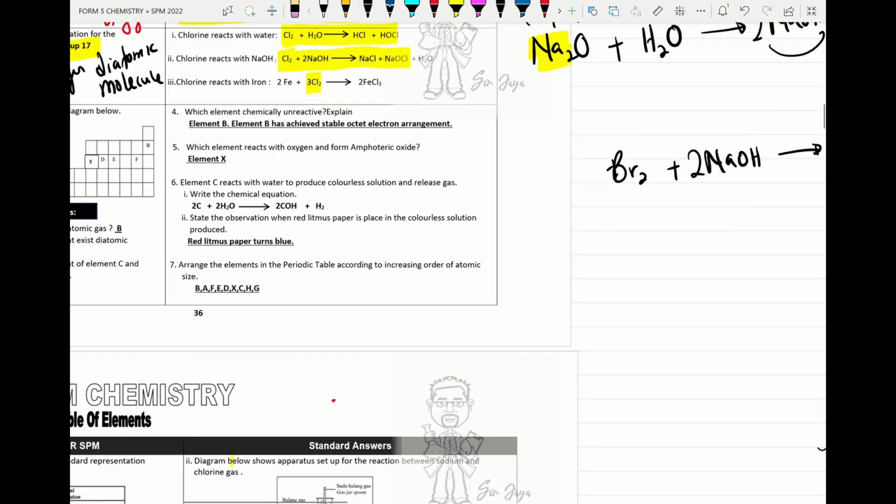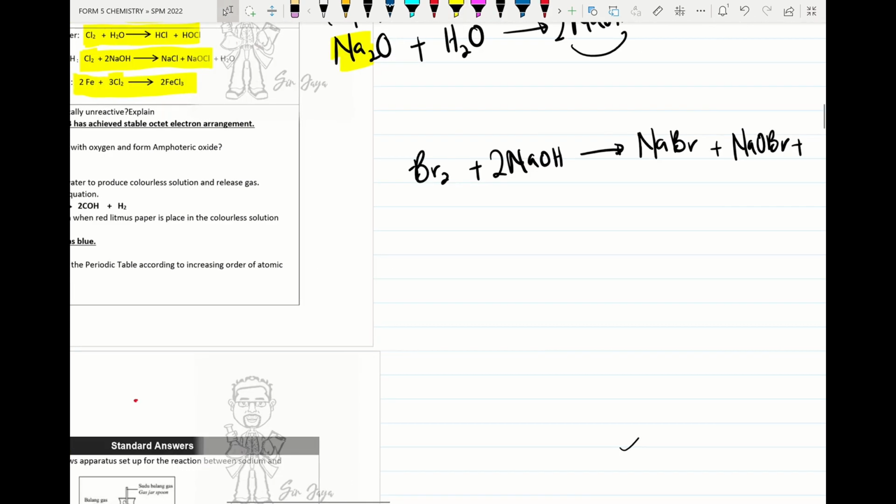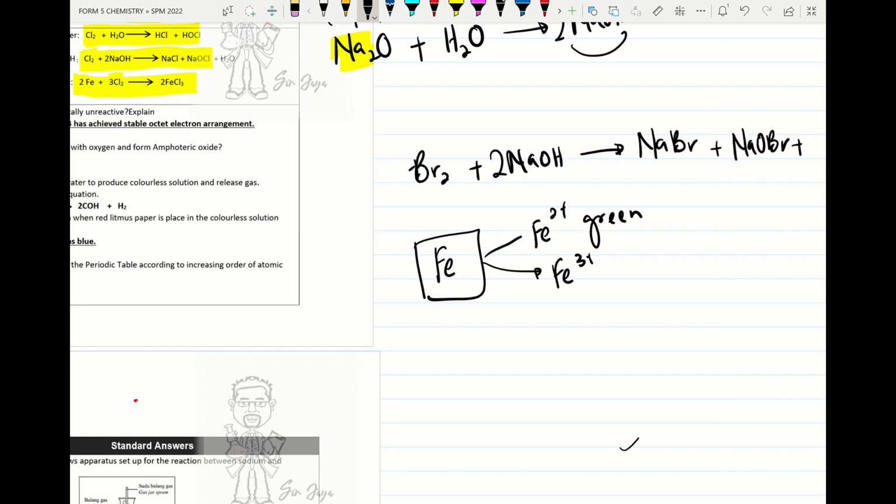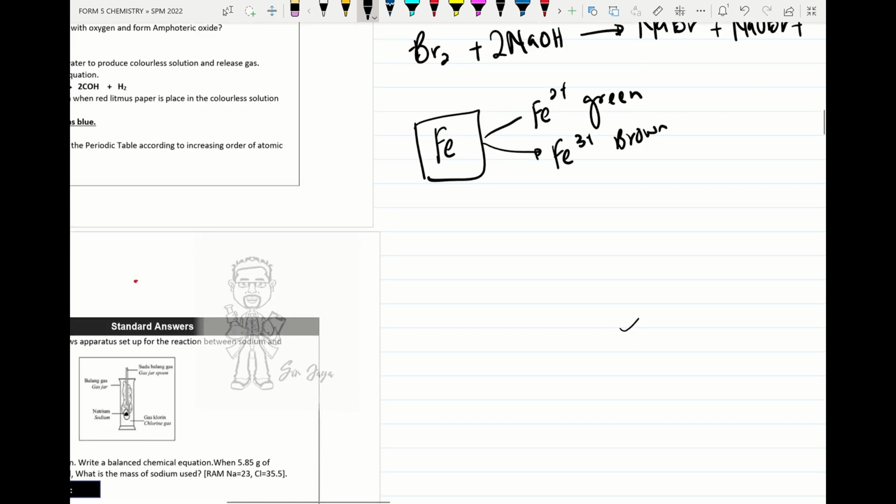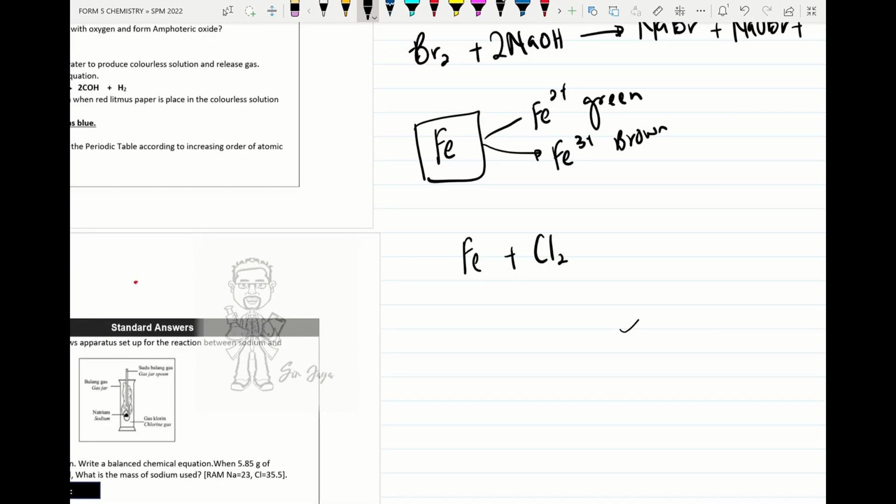Alright, but please remember, iron with chlorine we will get iron 3 chloride. So please remember this iron, we have 2 types of ion. Number 1 is known as Fe2 positive, which is a green color ion, and another one Fe3 positive, which is a brown color ion. Alright, so when iron reacts with chlorine, the product that forms is a brown color product.